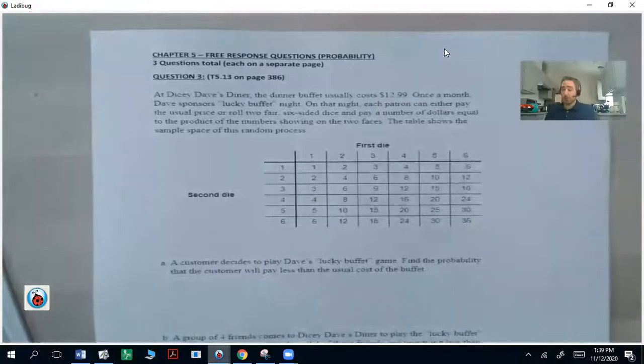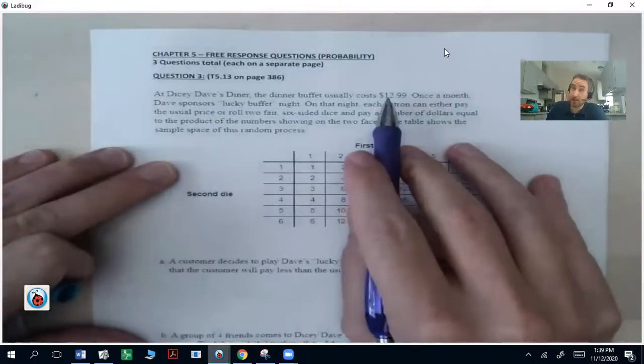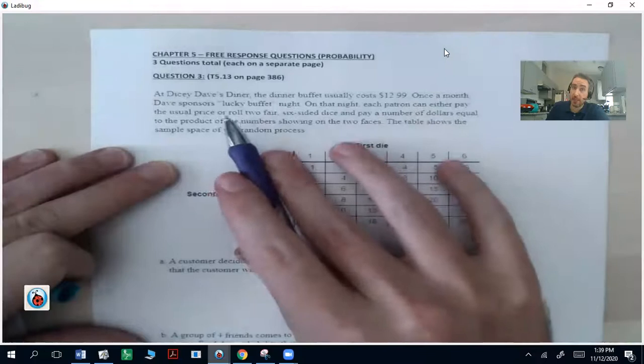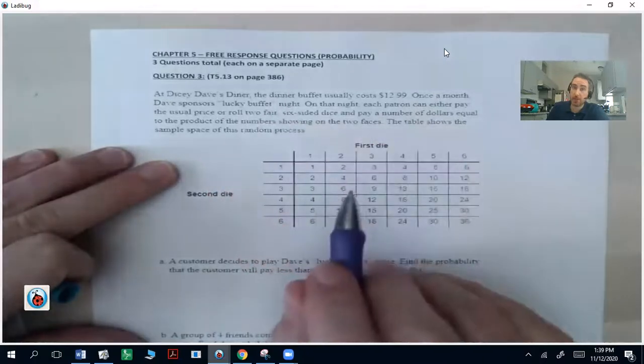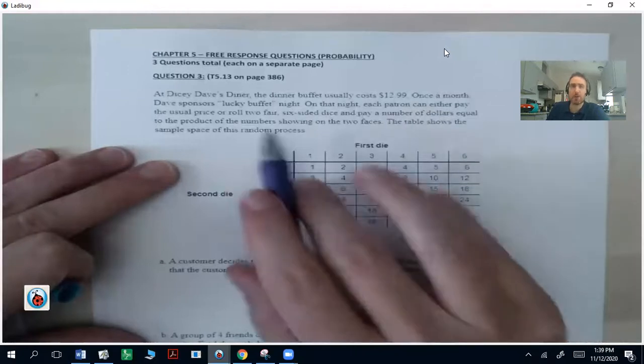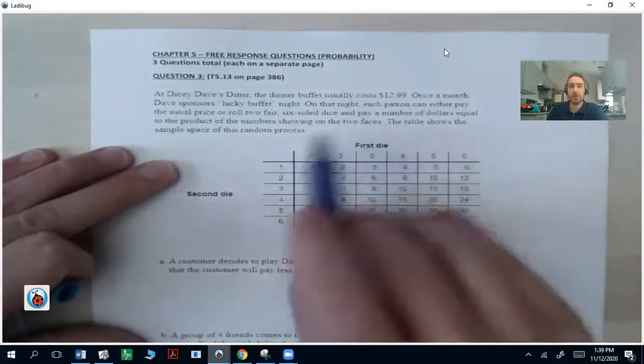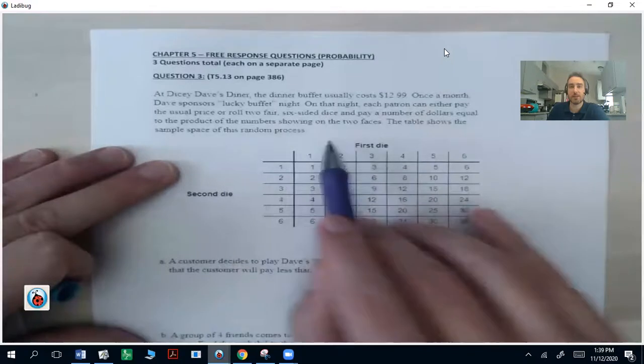All right, question 3 on the free response. At Dicey Dave's Diner, the dinner buffet usually costs $12.99. Once a month, Dave sponsors a lucky buffet night. On that night, each person can either pay the usual price or roll 2 fair 6-sided dice and pay a number of dollars equal to the product of the numbers showing on the 2 faces. The table shows the sample space of this random process.